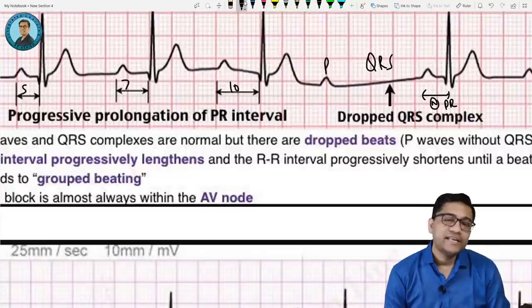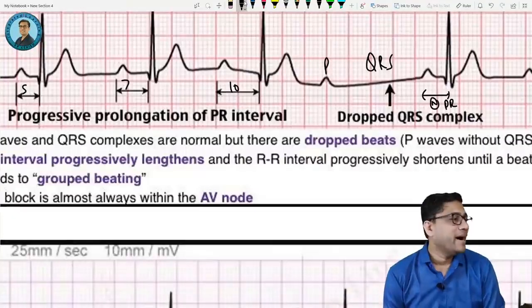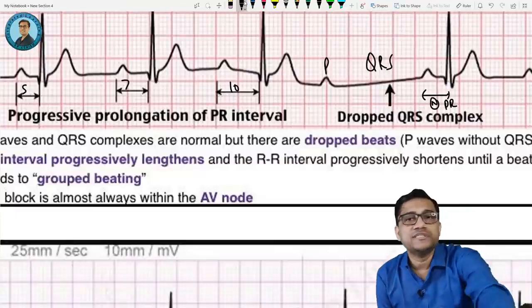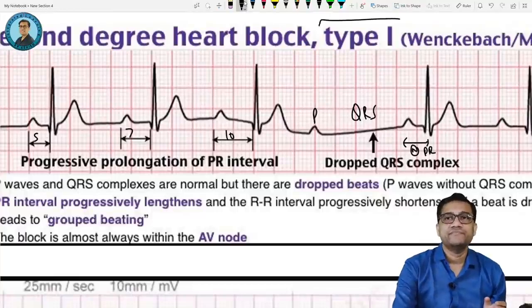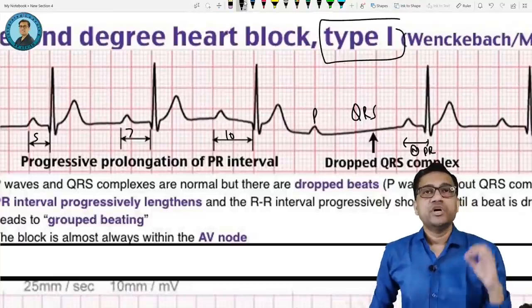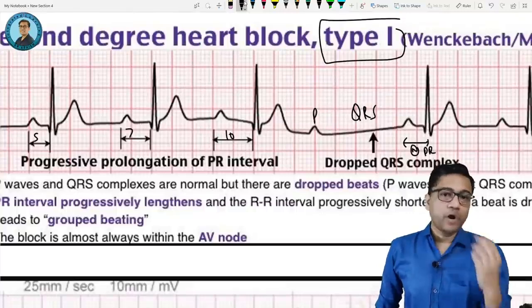This is called the Wenckebach phenomenon. I hope it is clear. So this is Wenckebach, Type 1. Easy? So what is Mobitz? Dropping of the beat. Mobitz is dropping of the beats.